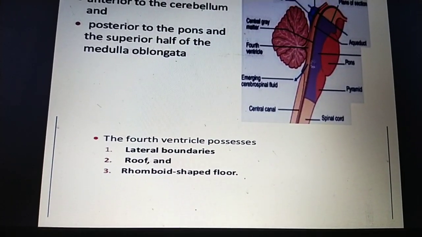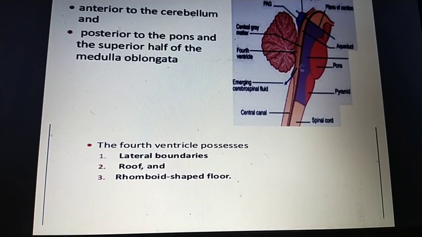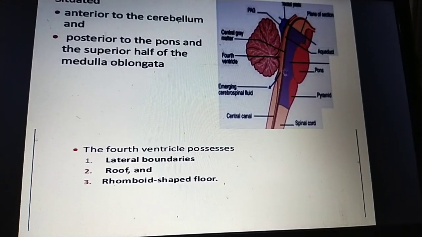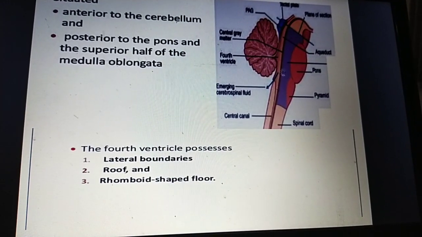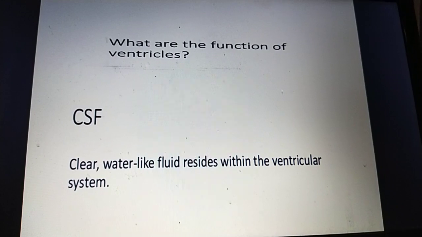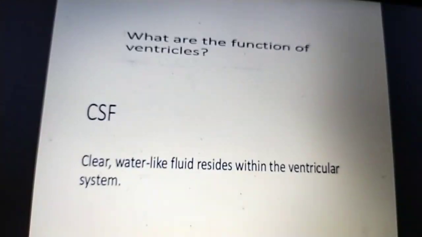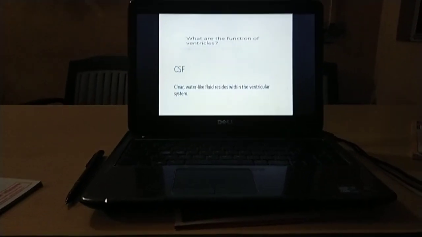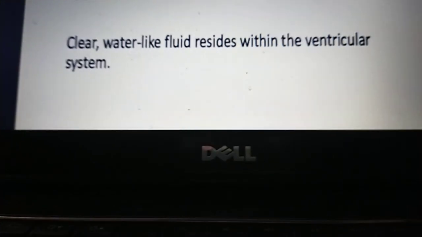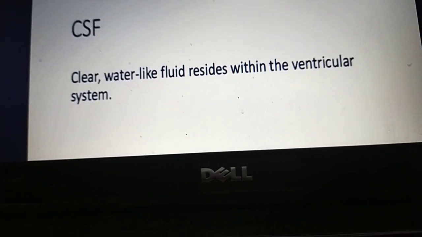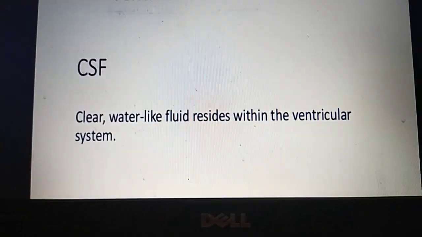Situated anterior to the cerebellum and posterior to the pons and medulla oblongata, the fourth ventricle possesses lateral boundaries, a roof, and a rhomboid-shaped floor. Now let's go to the function of the ventricles. Ventricles mainly produce the CSF and circulate the CSF, the clear water-like fluid that resides within the ventricular system.